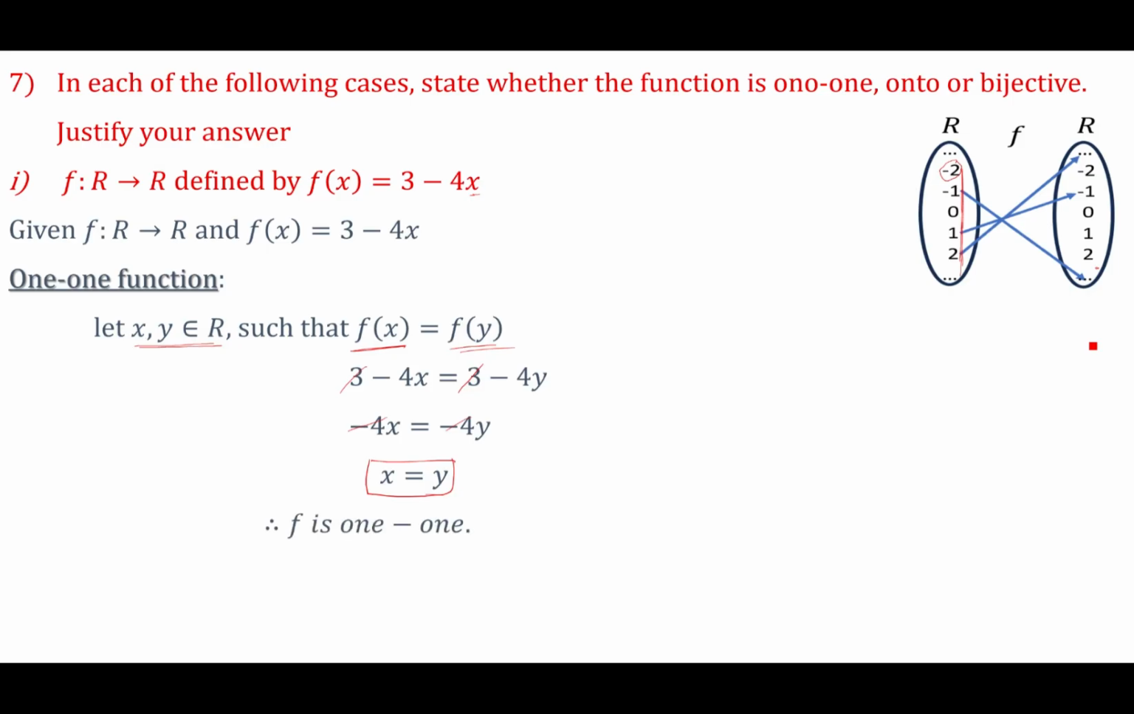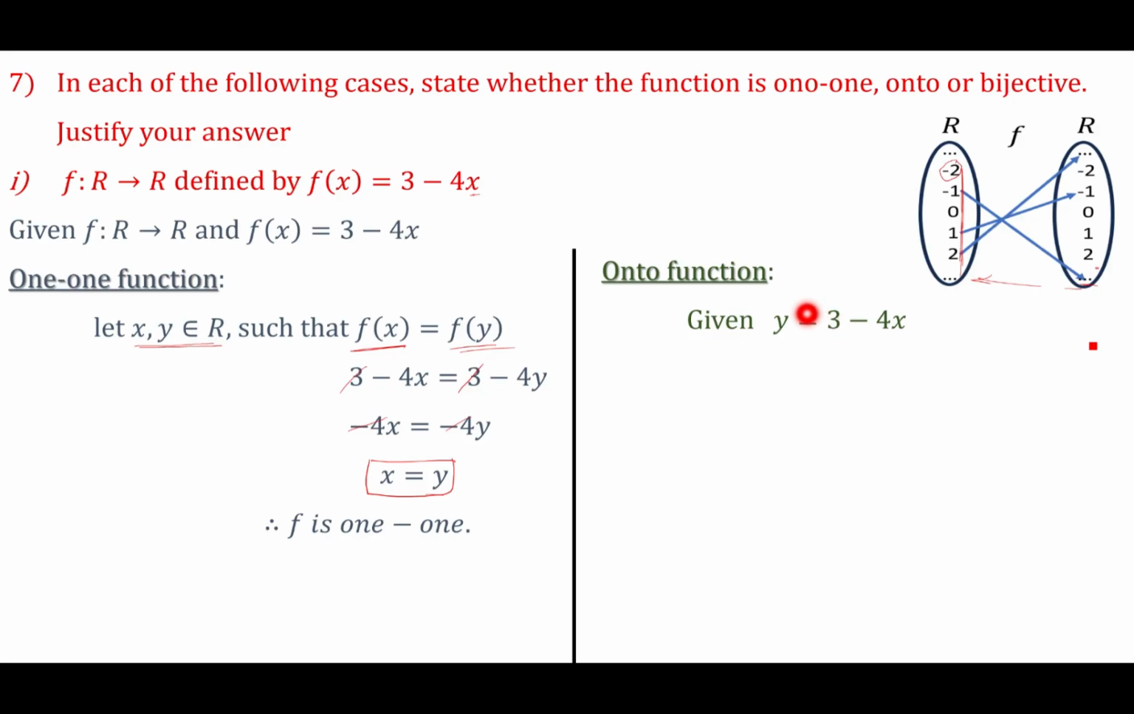Now, we have to check for onto function. How can I check for onto function? Onto function is nothing but a reverse order. You need to check from codomain to domain. What is the given function? y is equal to 3 minus 4x. This is the given function. Now, from this given function, solve for x. Solve for x means you have to write in terms of y.